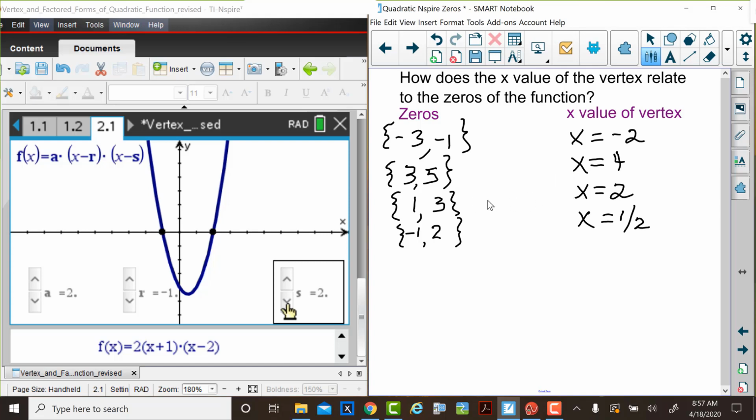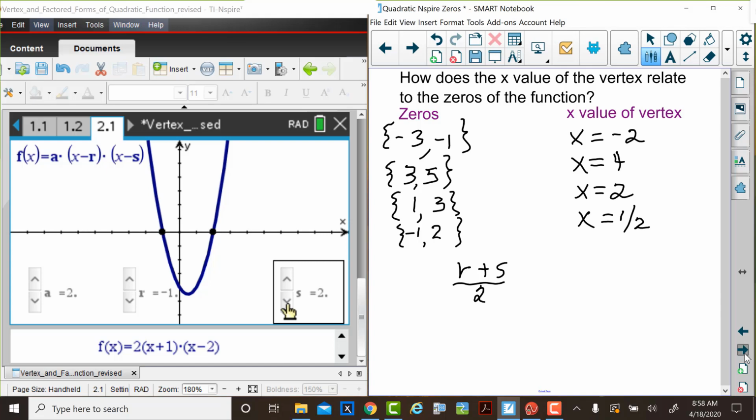So you may observe that if you add the 2 zeros of the function, r and s added together, and divide that by 2, we have the x value of the vertex. Hopefully that makes sense graphically, and of course we can prove it algebraically.